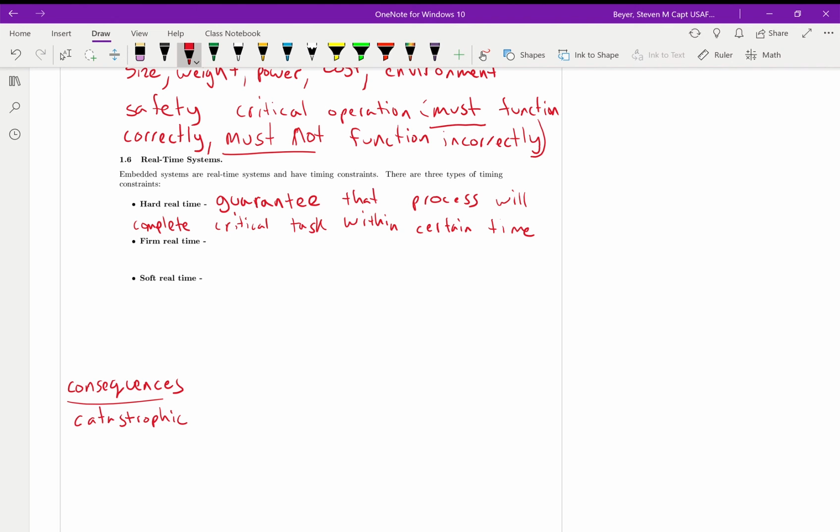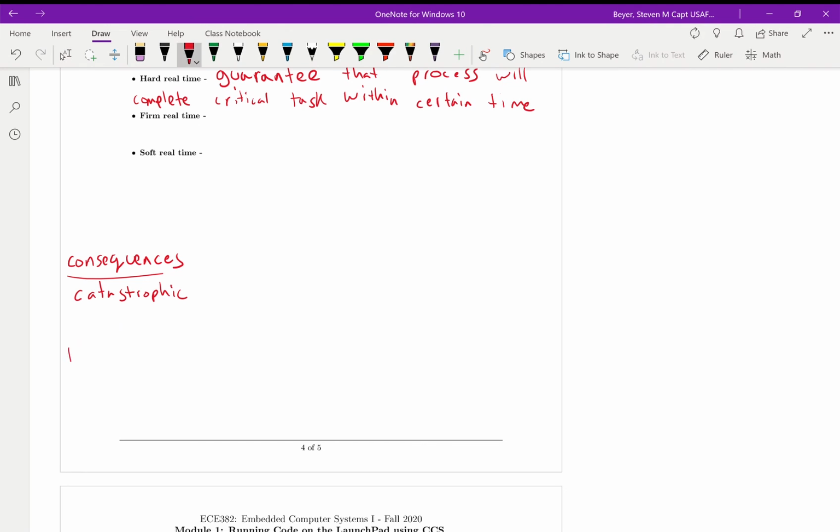So firm real-time, but let's talk about also value of missing deadlines. So for hard real-time, if we miss a deadline, it's going to have a negative value. And that means it's going to be bad.